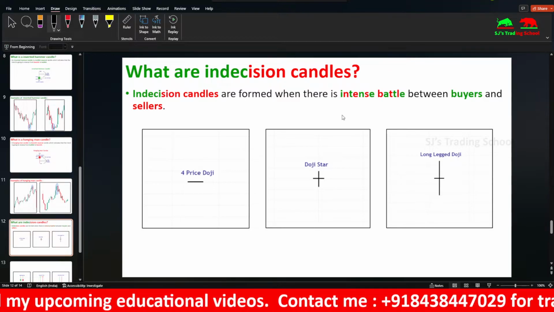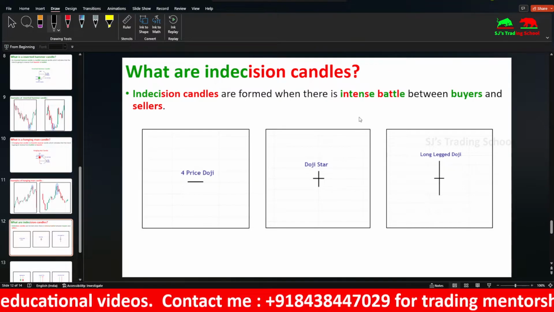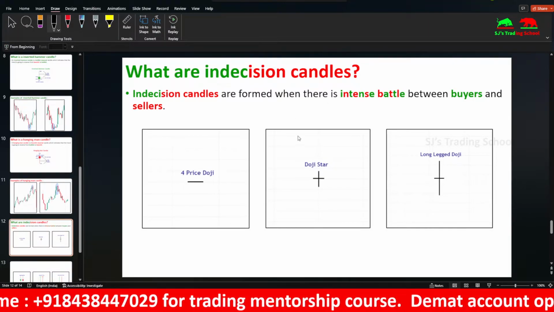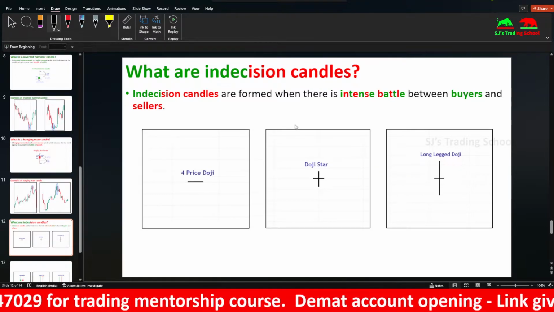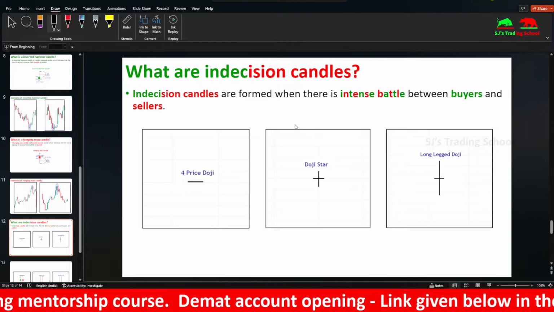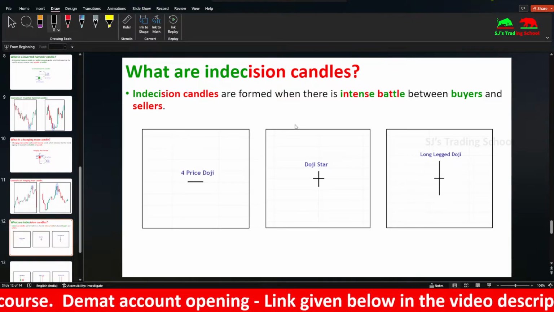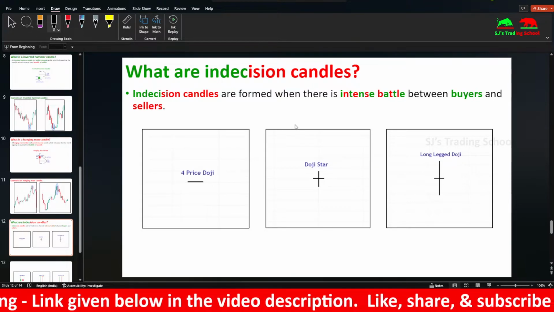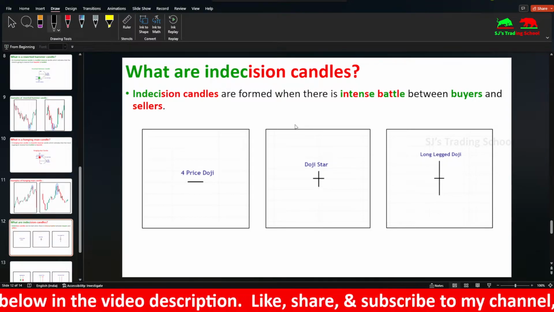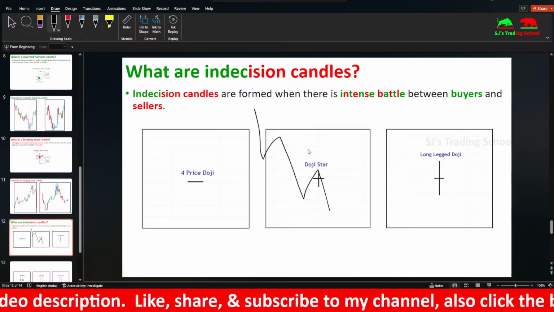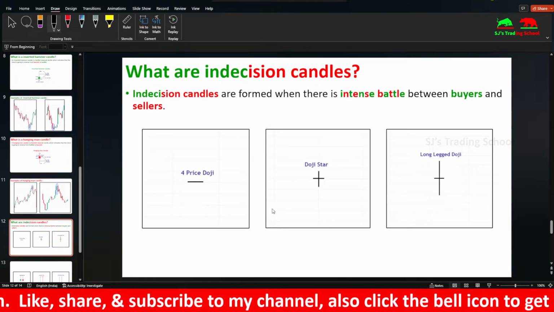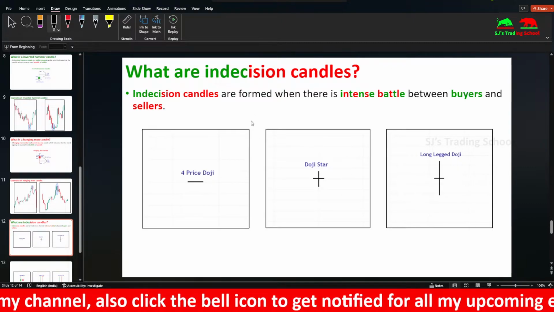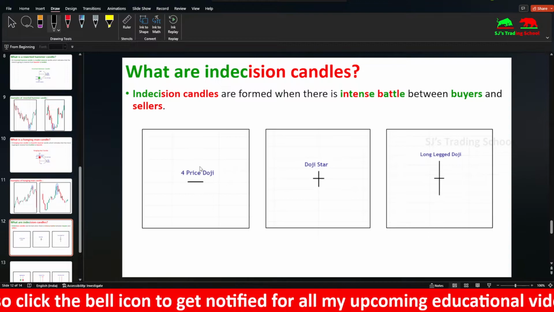Indecision candles are formed when there is an intense battle between buyers and sellers. This happens where the buyers are equal to the sellers, or where there is low volume of trading. It happens in a sideways market, or it happens at a reversal point. Not only hammer and pin bar candles are formed in reversals. The doji and these indecision candles can also form during a reversal. I will show you in examples.